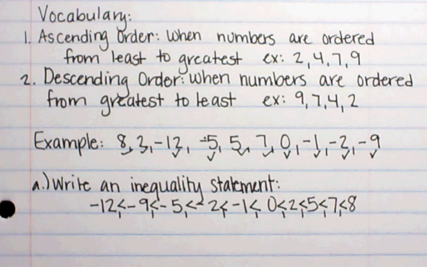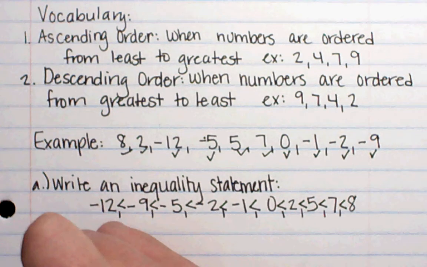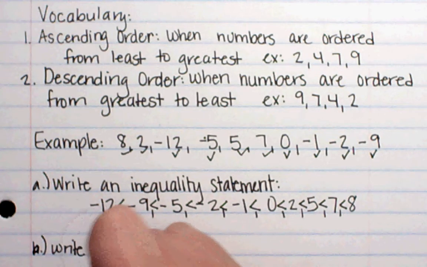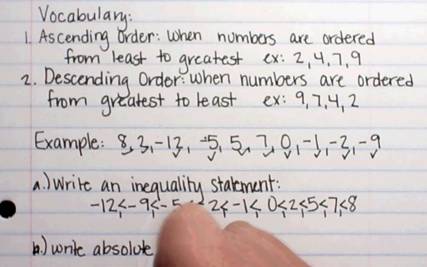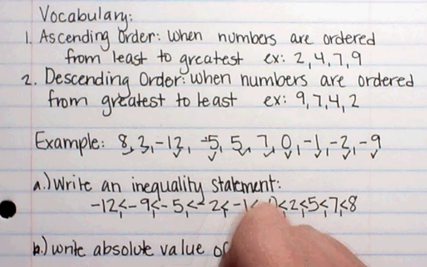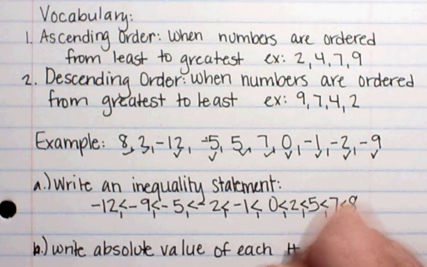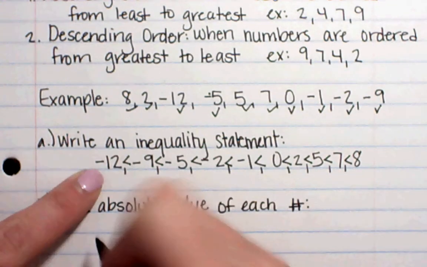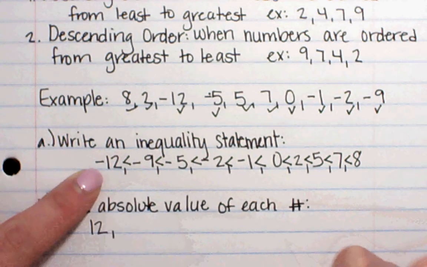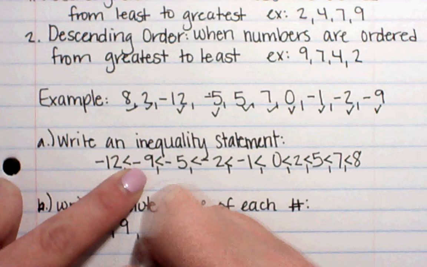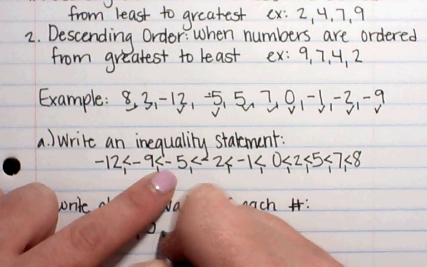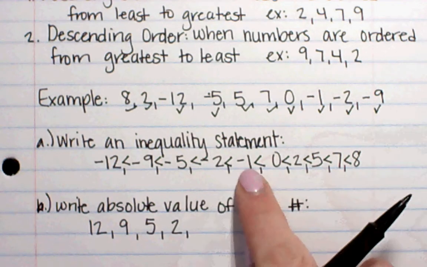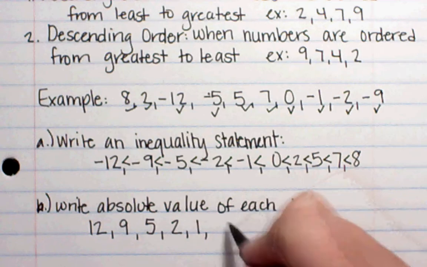Okay? So then we're going to write the absolute value, this is step B, of each number in order that we wrote it here. So, absolute value of -12 is 12. Absolute value of -9 would be 9. Absolute value of -5 is 5. Absolute value of -2 would be 2. Absolute value of -1 is 1. Absolute value of 0 is 0.